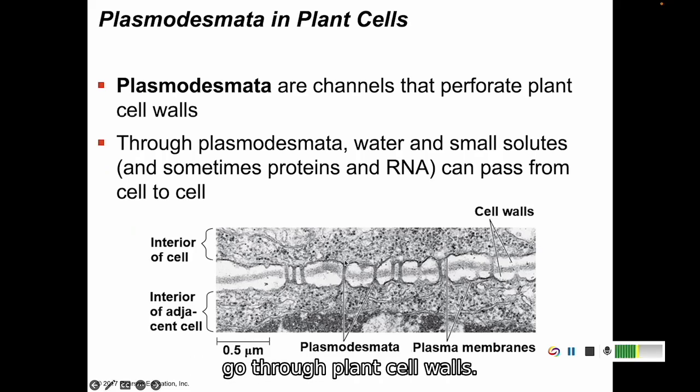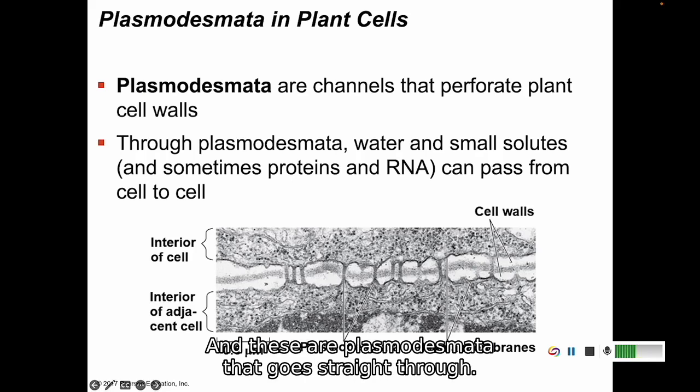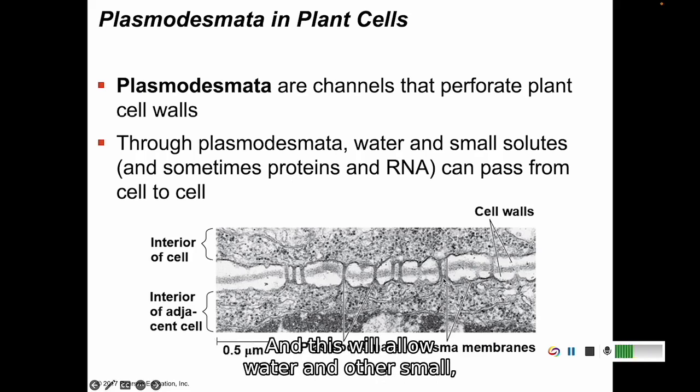Plasmodesmata are channels that go through plant cell walls. So this is one cell wall of one plant. This is the cell wall of another plant. And these are plasmodesmata that go straight through. This will allow water and other small things dissolved, small sugars or ions, sometimes even proteins and RNA, to go from one cell to another cell.